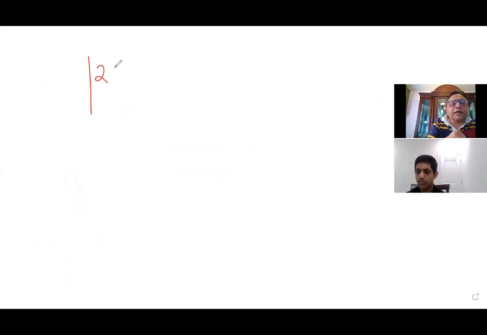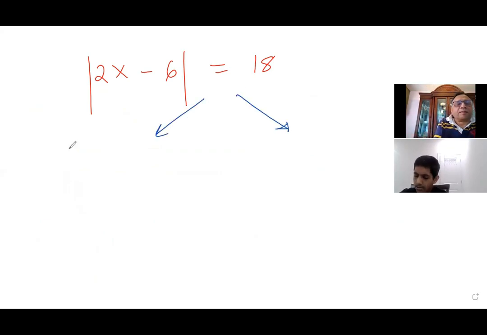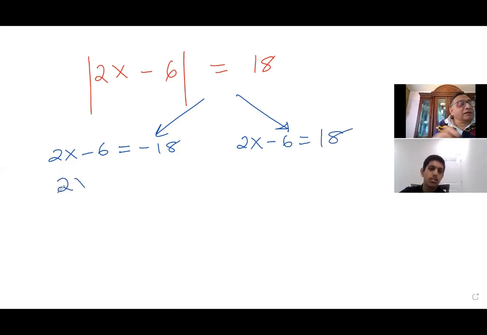So now I'm going to take the absolute value of 2x minus, let us say 6, equal to 18. Can you tell me the solution of this equation and how are you going to solve it? Since it's also a positive number, you get two equations again. So you get 2x minus 6 equals positive 18, and 2x minus 6 equals negative 18. And then you just divide by 2 and then add 6 on the other side. Divide by 2. Good job.